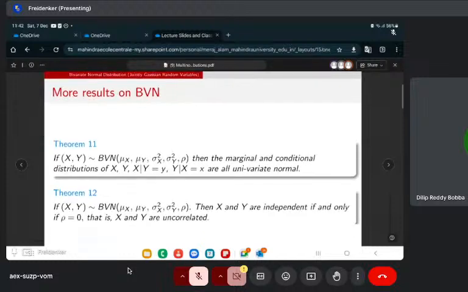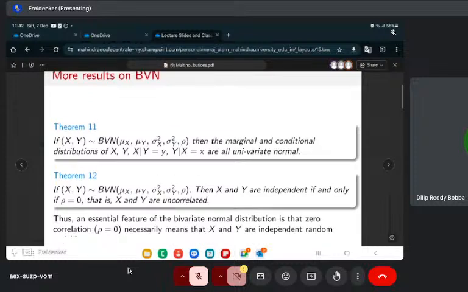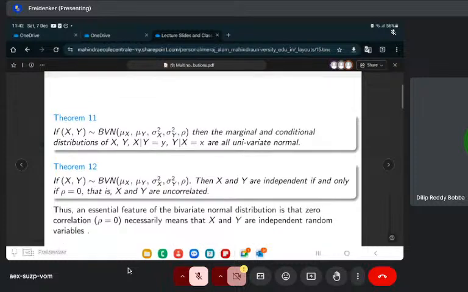More results. Okay, we are looking for results because we'll be using the properties often, I think. If x comma y follows a bivariate normal distribution, then the marginal and conditional are all univariate normal. Yes, so we've seen x is normal, y is normal, x given y is normal, y given x is normal. So they're all normal. Univariate normal in the sense that there's only one variable in that case.